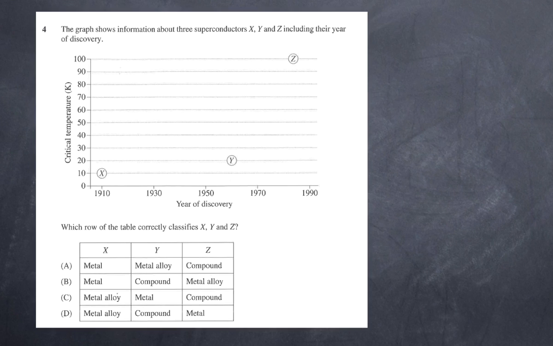Move on to question number 4. This is all about superconductivity. So we have a graph about 3 superconductors, and you have to determine which is the correct classification of these 3 materials. Superconductivity was first discovered by a Dutchman, and he looked at it in terms of mercury, and that is a metal. Then later metal alloys were helpful, and then finally compounds. So the answer is A.